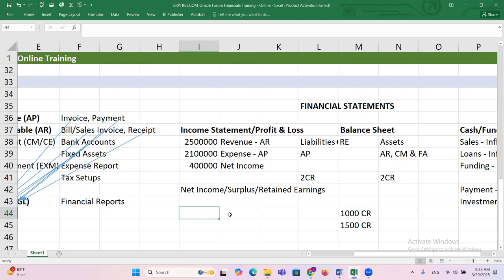Then it will become profit or loss. That is a very minute level. If I say net income, it could be profit or loss. If I open the net income, I can see figures are in the positive or negative.